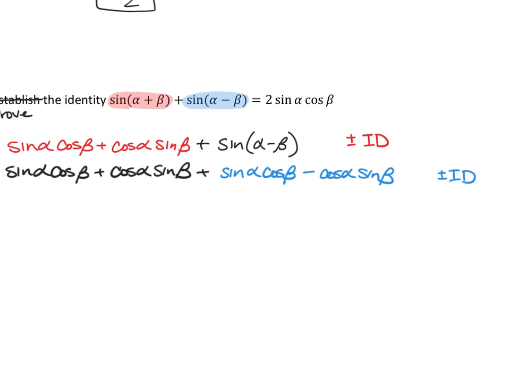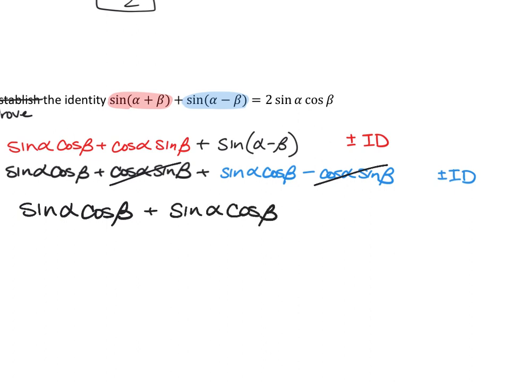It is a lot of words, but does anyone notice what's going to happen here? What cancels? Not everything. It's going to be the cosine alpha sine beta parts, these two, right? So then I'm left with sine of alpha cosine of beta plus sine of alpha cosine of beta. And all I did was cancel.